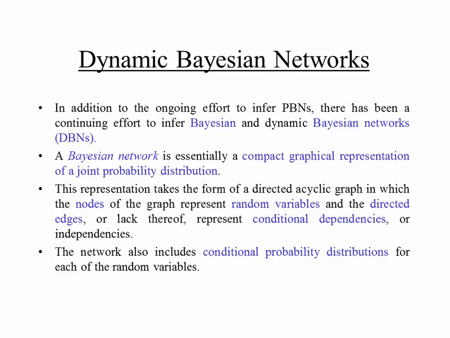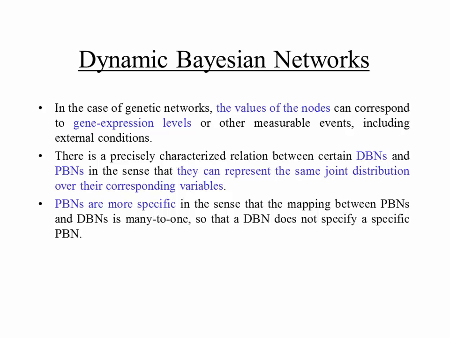Now, what they have shown is that there's a relationship between the probabilistic Boolean network and the dynamic Bayesian network. And again, that's another paper that somebody has done. There is a precisely characterized relationship between certain dynamic Bayesian networks and probabilistic Boolean networks, in the sense that they can represent the same joint distribution over their corresponding variables. And PBNs are more specific in the sense that the mapping between PBNs and DBNs is many to one, so that if you have a dynamic Bayesian network, it is not going to specify a unique PBN.